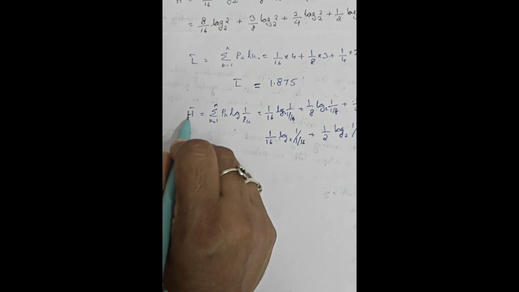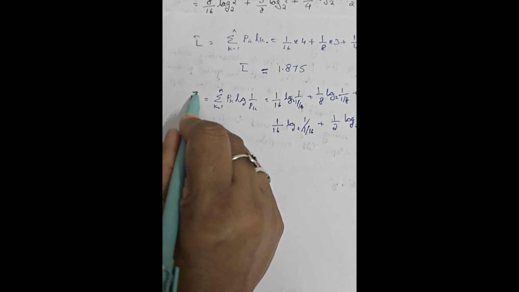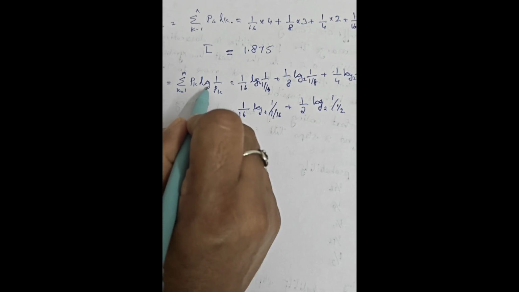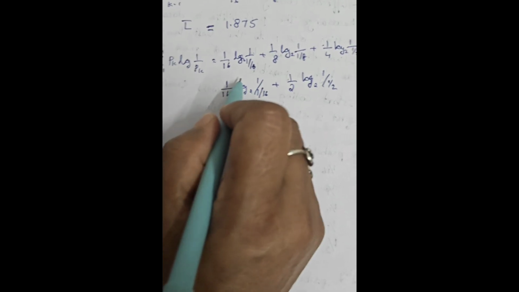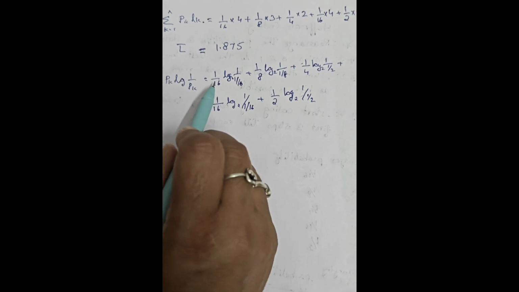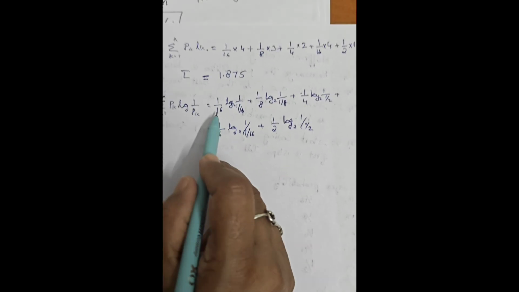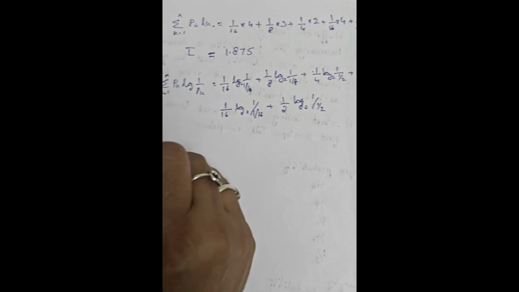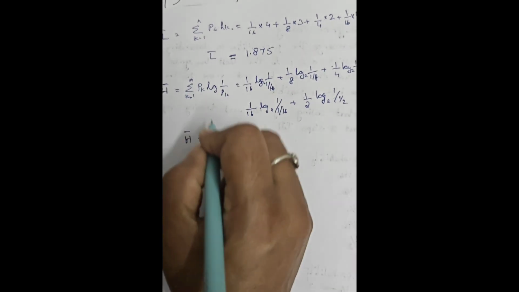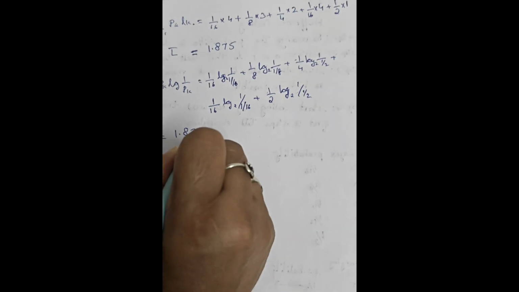Now let us calculate the entropy, that is H bar. So H bar, as usual, we know that it will be the summation of Pk log of 1 by Pk. This we have already done in the Shannon-Fano coding. It is the same, same probability and same message. So our entropy H bar will be calculated as such. And last time we had calculated it, again it is 1.875.